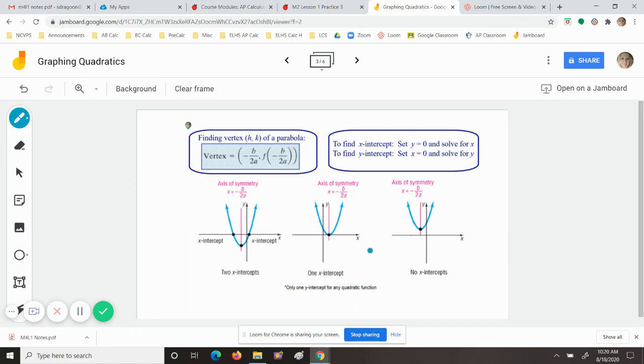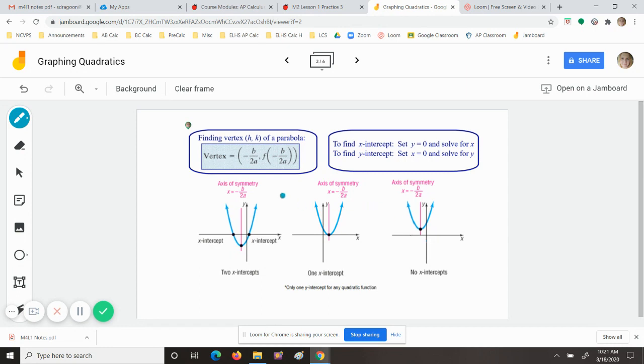And then finally, over here on the far right, you'll notice that we have no x-intercepts. This graph opens up and the vertex is above the x-axis, so there's no way for this graph to ever cross or touch the x-axis. And you can have all of these in reverse if you're opening down. You can still have the same cases if you're opening down instead of opening up. So we have 3 possibilities for x-intercepts. We could have 2, 1, or none. We will always have 1 y-intercept.